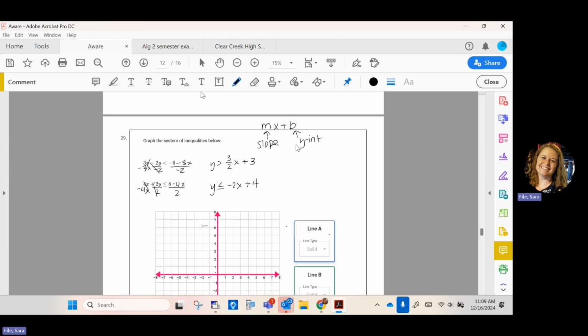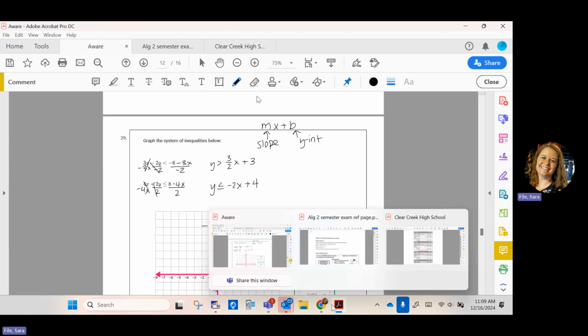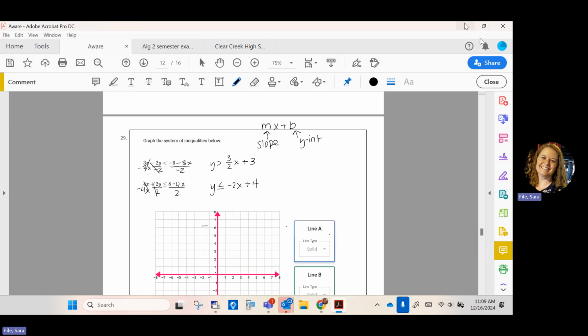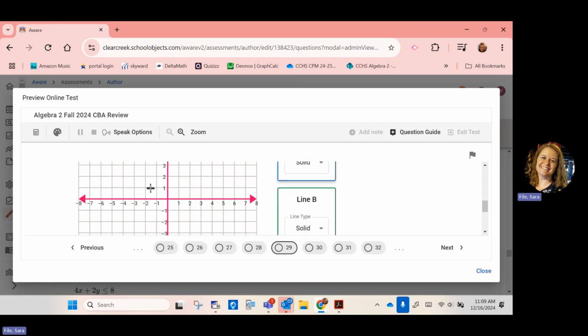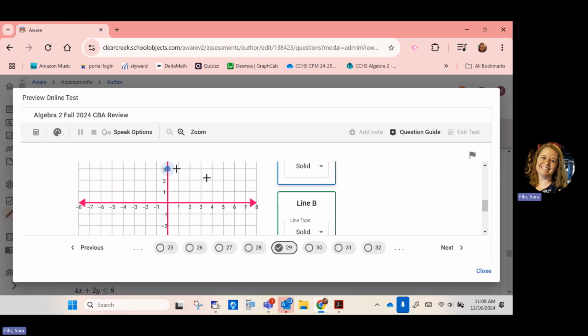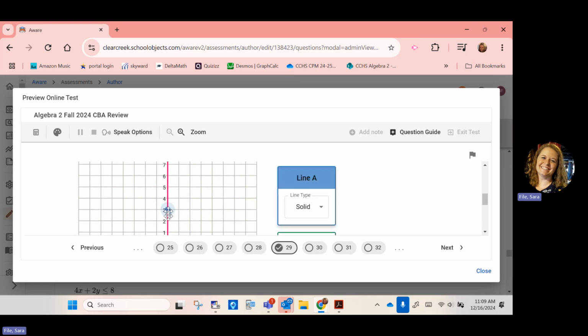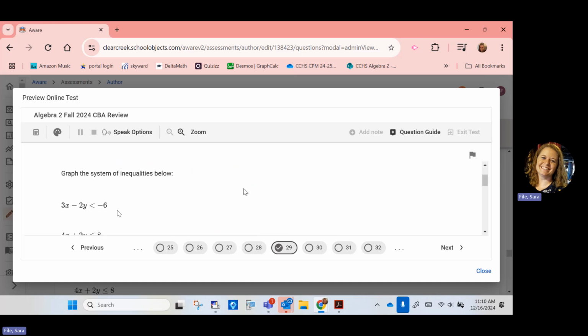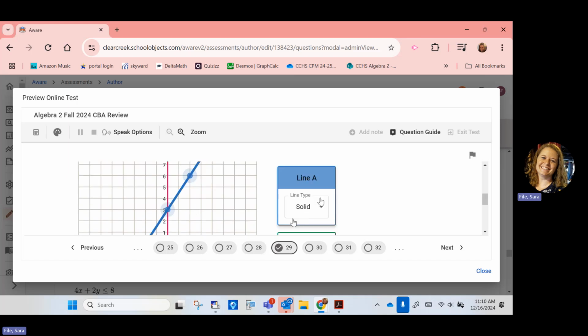Let me go back to my Aware version here. So 3/2 x plus 3. The +3 means there's a point on the y-axis at 3, and 3/2 is my slope, so rise 3, run 2. There's that first line. Now that inequality, remember, it flipped. It became a greater than. It does not have an or equal, so it should be dashed.